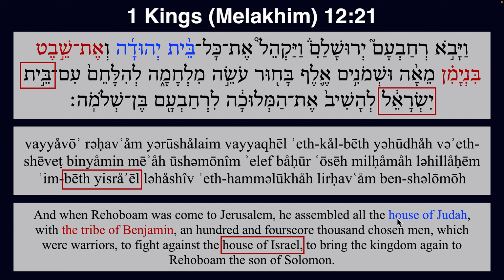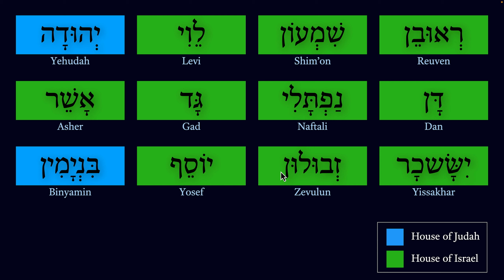So here we have the house of Judah together with the tribe of Benjamin on the side of Rehoboam. And so that basically gives us this picture. We have all these 12 tribes, but Judah and Benjamin are associated with the house of Judah here in the blue color, and the remaining are the house of Israel. Okay. Now, but that's not it. It is a very simplistic view. Most of the people have this simplistic view.